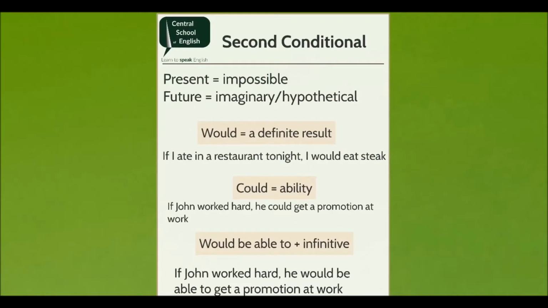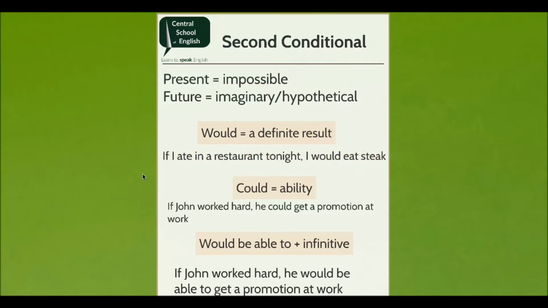In this video, we have learned that we use the second conditional to speak about situations in the present that are impossible because they are not true. We also learned that we can use the second conditional to speak about situations in the future that are unreal, imaginary, or hypothetical. We learned that when we use the modal verb would in second conditional sentences, we are speaking about a definite result. For example, if I ate in a restaurant tonight, I would eat steak.